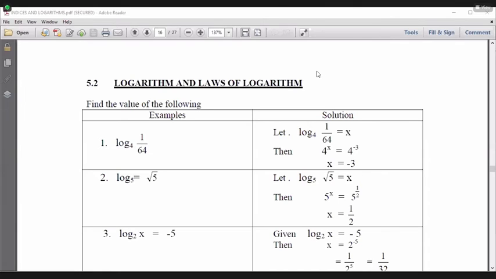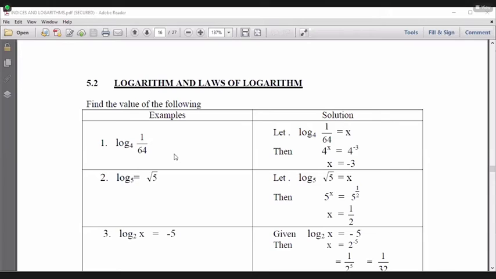Log to base 5 of root 5. That is why they put log base 5 of root 5 equals x. Yes, you can now put this equal to a half. Or I can use the same style I've used for this one, without equating to x.